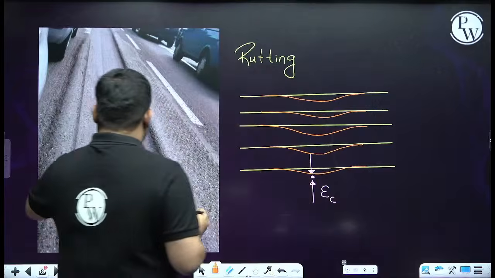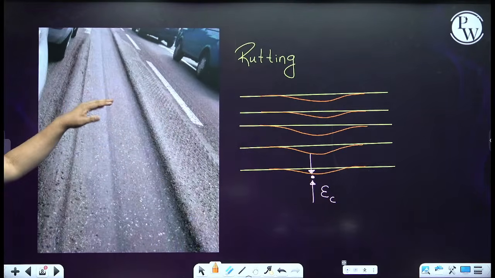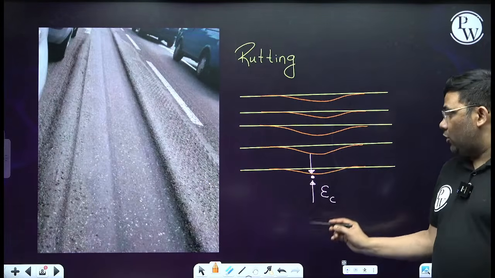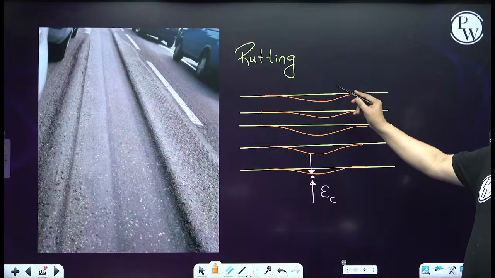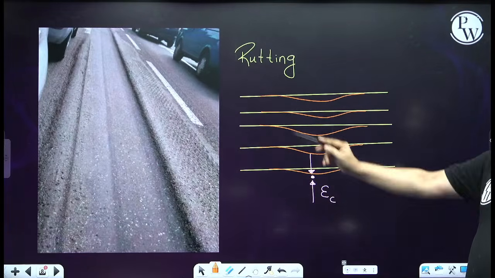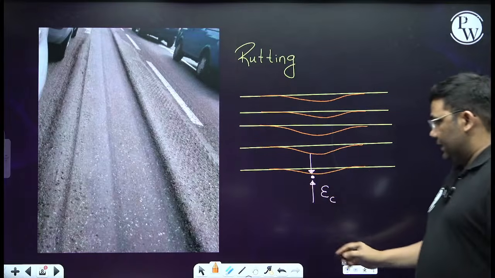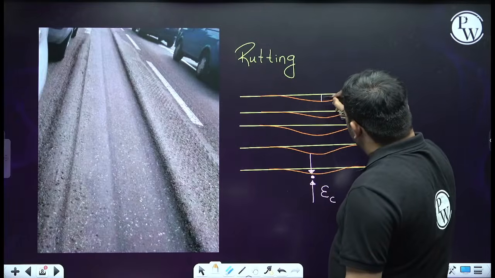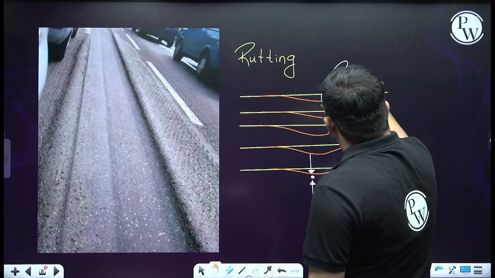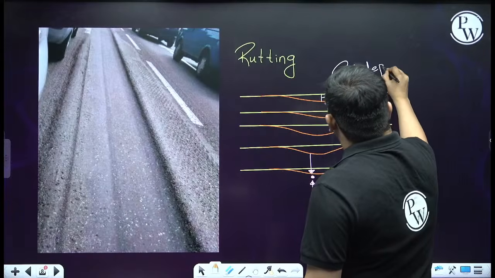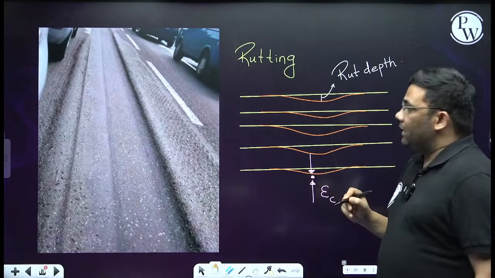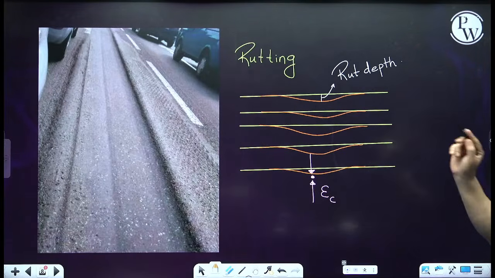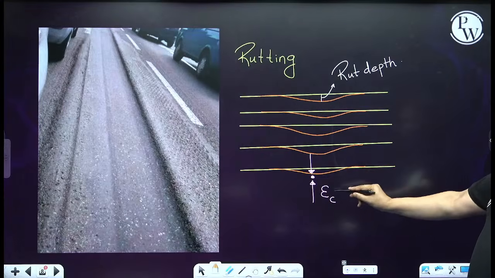You can see these depressions happening. This is due to this compressive vertical strain at the top of subgrade, due to which you can see these deformations are found in all the layers till the top. And this is known as rutting, and this depth is known as the rut depth. So, what is the strain responsible for rutting? The strain responsible for rutting is this compressive strain.